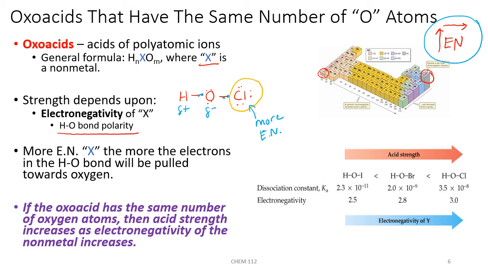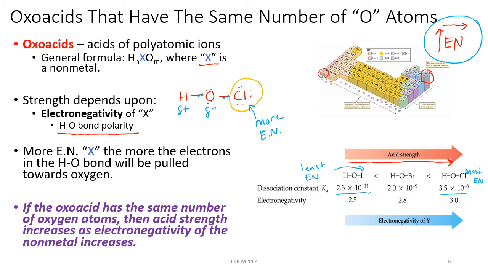So if we look at our trend here, chlorine is the most electronegative within the halogen family, and iodine would be the least electronegative within that same family. And so the acid ionization constant for hypochlorous acid is greater than the acid ionization constant for hypoiodous acid. So that means that as the electronegativity is increasing, the strength of the acid is increasing.